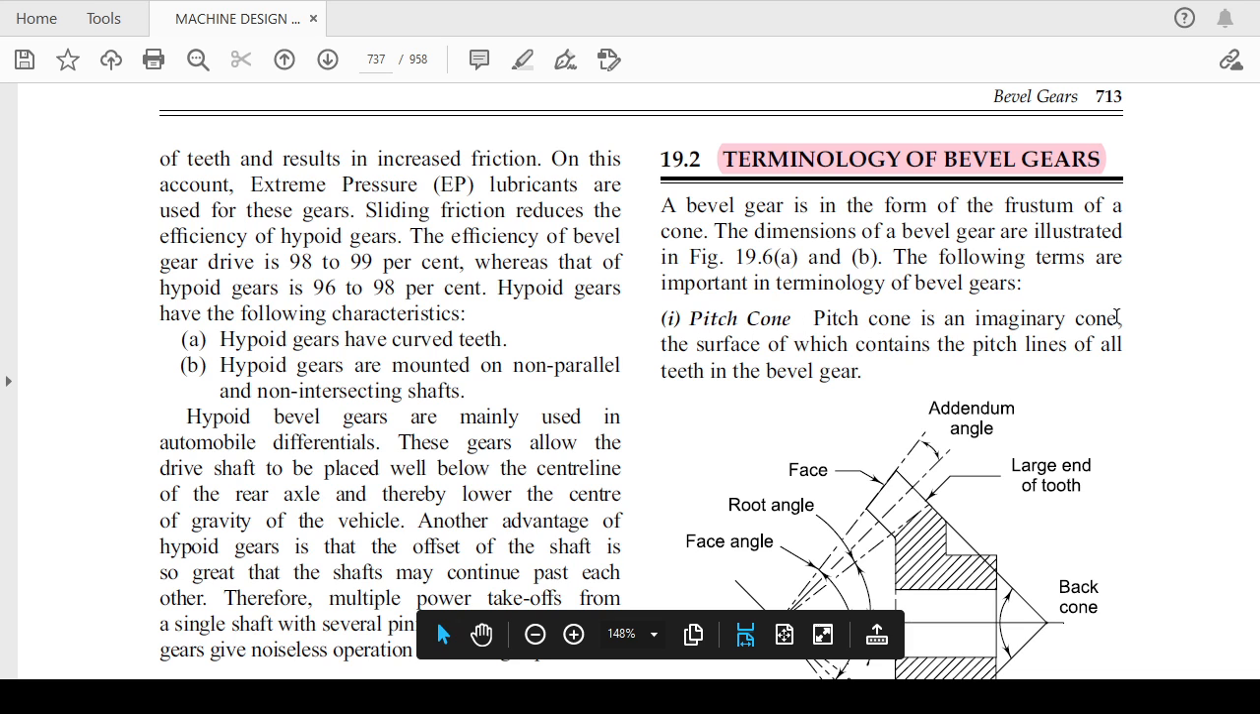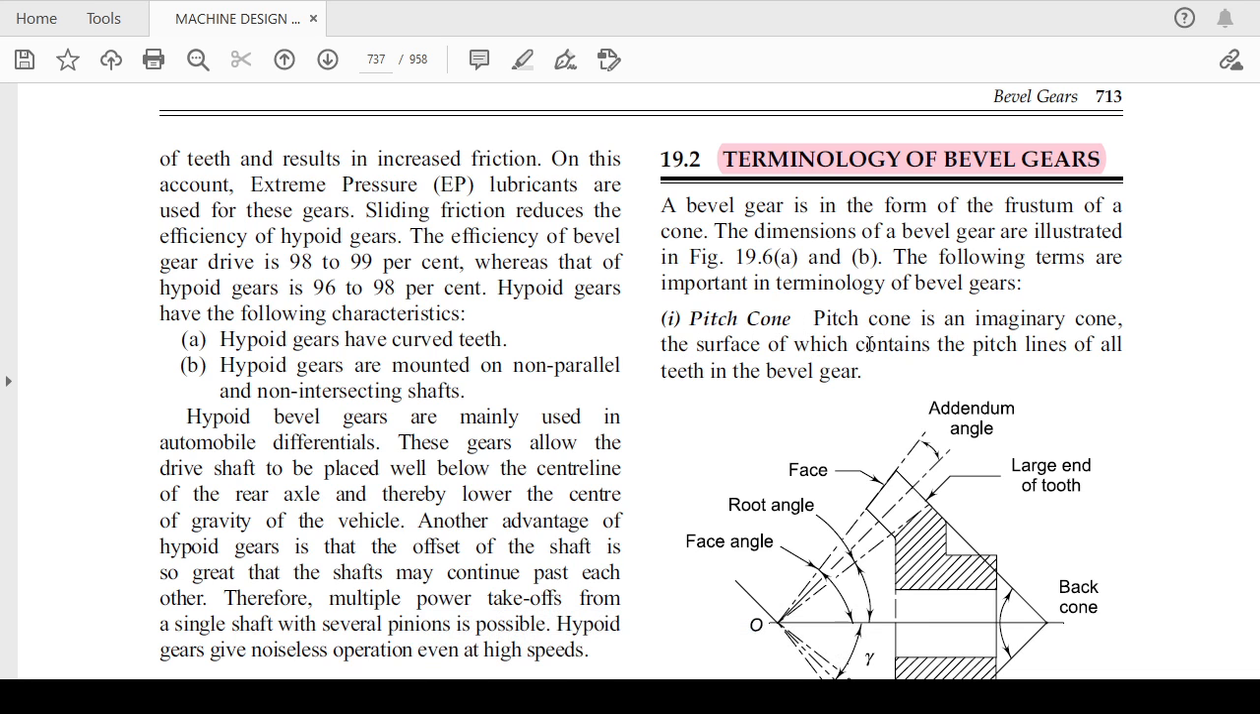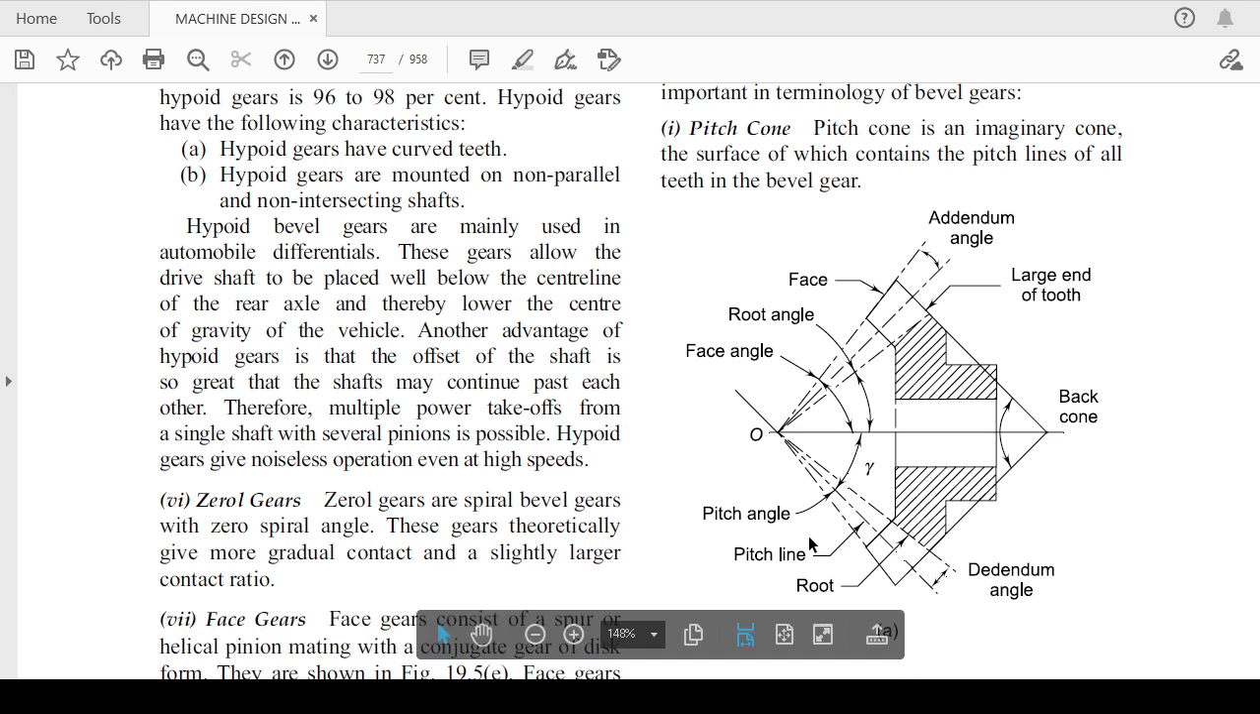Pitch cone is an imaginary cone, the surface of which contains the pitch lines of all the teeth in the bevel gear. As you can see in the picture, this is your pitch cone, and on it all the nomenclature has been depicted. This is the pitch angle, which is depicted by gamma, pitch line, root, addendum angle.